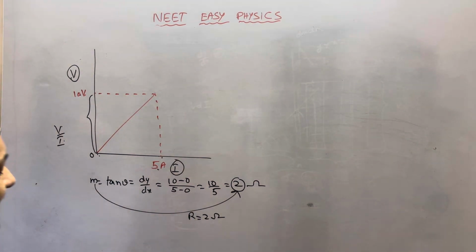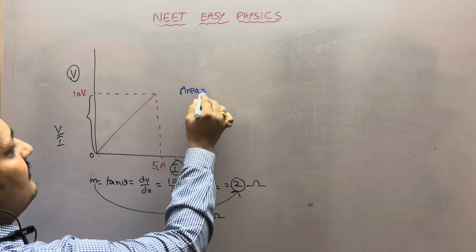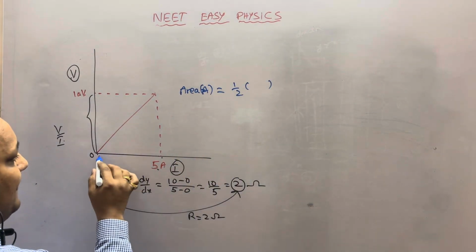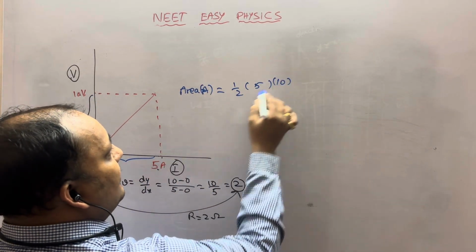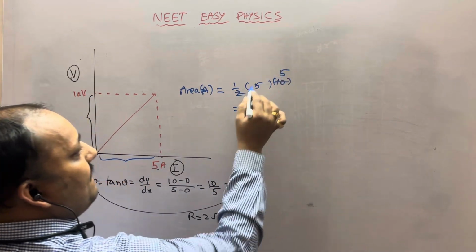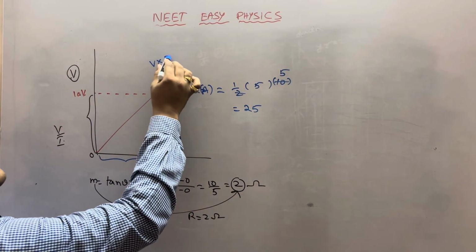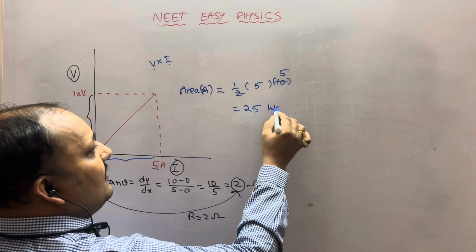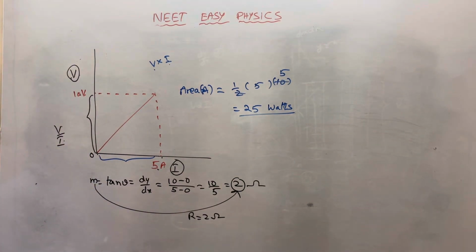Now, if you calculate the area under this graph, what is the area going to give? So, area A is equal to half. What is the base here? Base is going to be 5. What is the height here? 10. So, it is going to be 25. Now what is the area going to give? Product of y-axis and x-axis. So, VI gives power. Therefore, this is nothing but power. Area will give the power. So, like this, we are going to solve the problems.